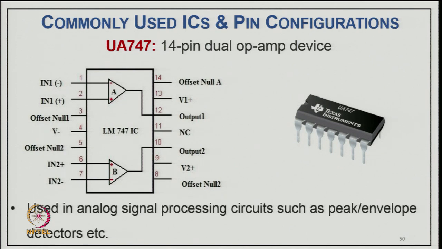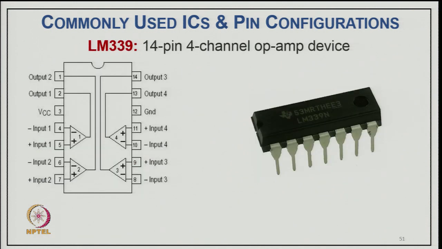It is used in analog signal processing circuits such as peak or envelope detectors. A third commonly used IC chip is the LM339, very famous, a 14 pin 4 channel operational amplifier. So, we have 4 operational amplifiers here, and you can just see that they are in a 14 pin package. 3 pins are required for every operational amplifier, with 2 inputs as well as 1 output, that becomes 12, and you have VCC and ground. So, these are the only terminals here for this 4 operational amplifier chip.